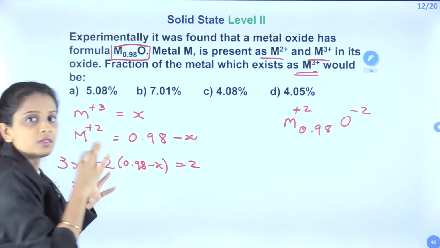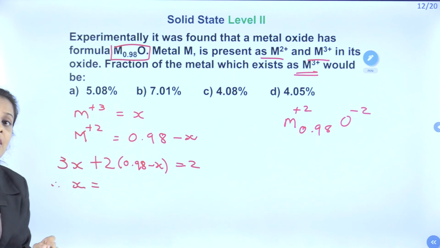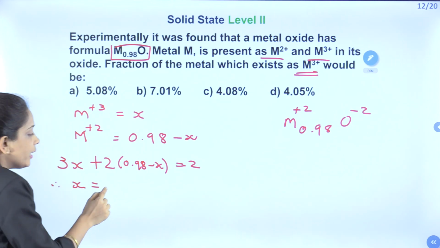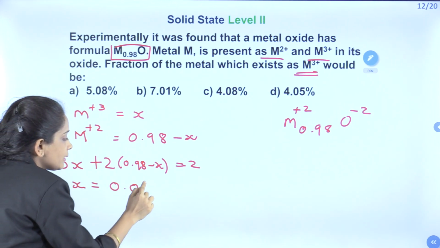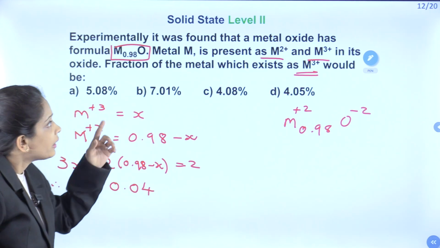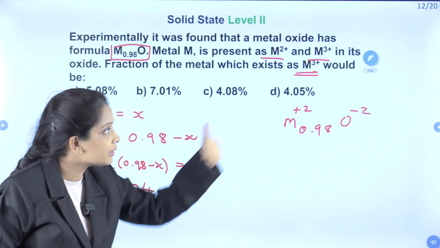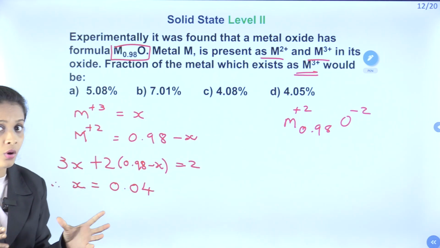Pause the video, solve the question and tell me the value for x. Approximately, the value for x that you will be getting is around 0.04. Now comes the important thing. They have asked in percentage. See, in percentage they have asked, not the normal answer.